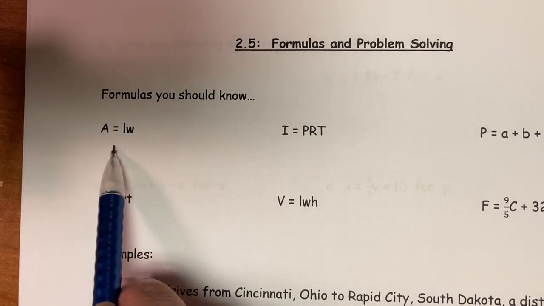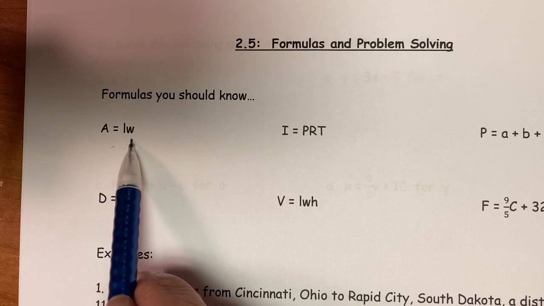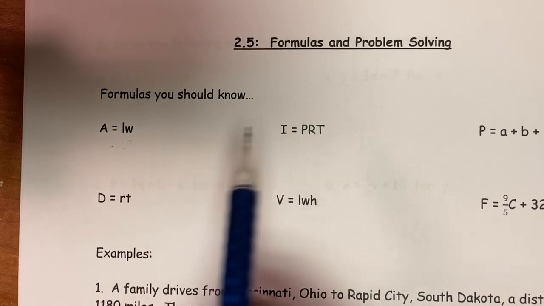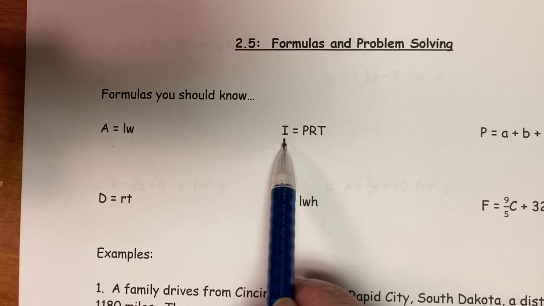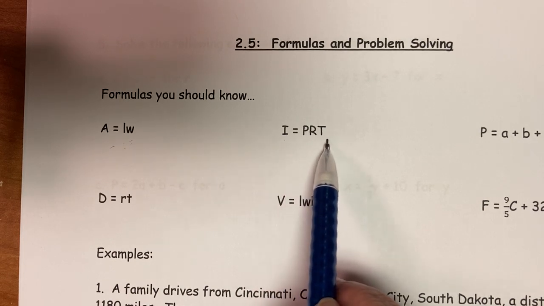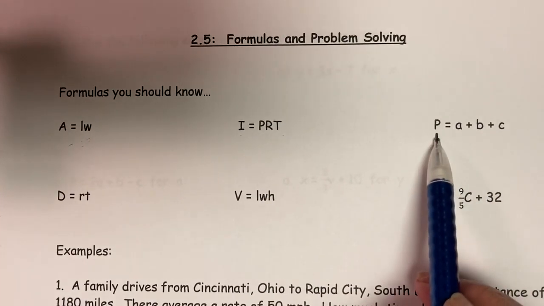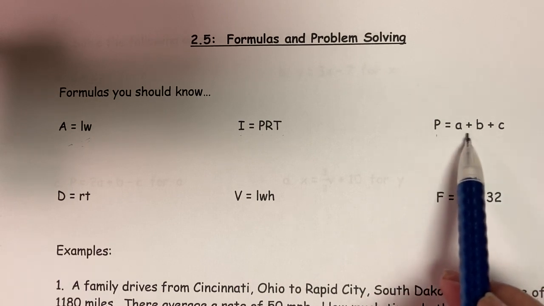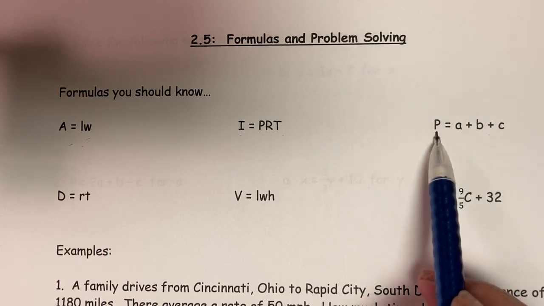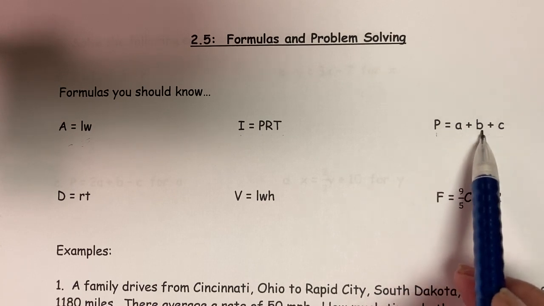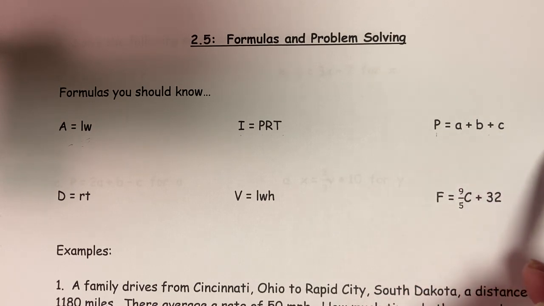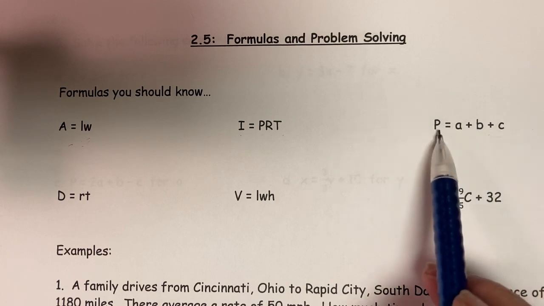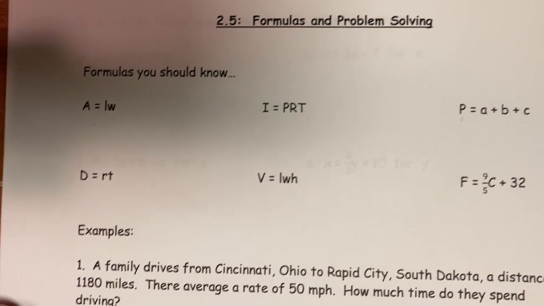The area, and this, by the way, is the area of a square or a rectangle, is length times width. This is interest equals principal times rate times time. You should have worked with these formulas before. This one is perimeter. Perimeter just means you add all the sides. So we could be talking about the perimeter of a triangle here. If it's a perimeter of something with 8 sides, there would be A plus B plus C plus D plus E all the way out to 8 different variables. So basically just add the sides.